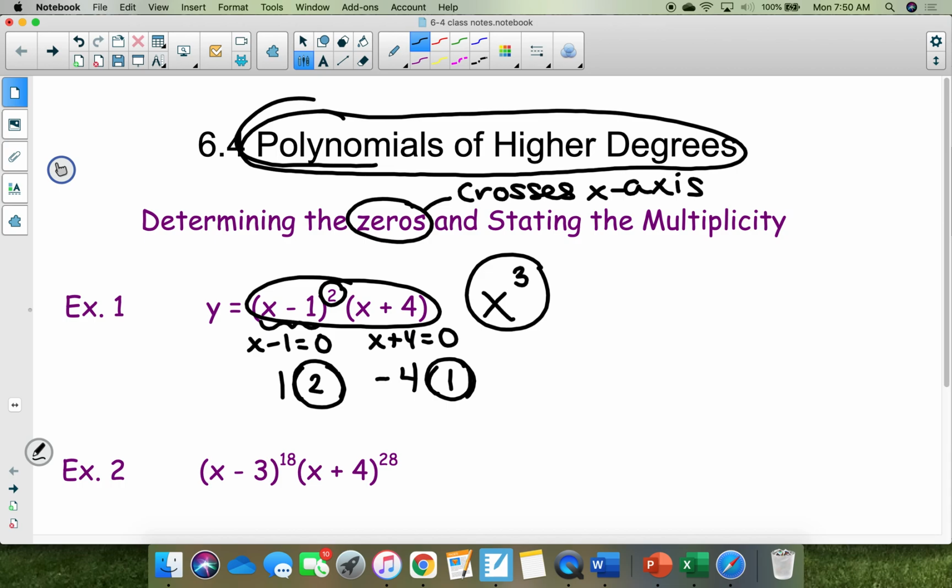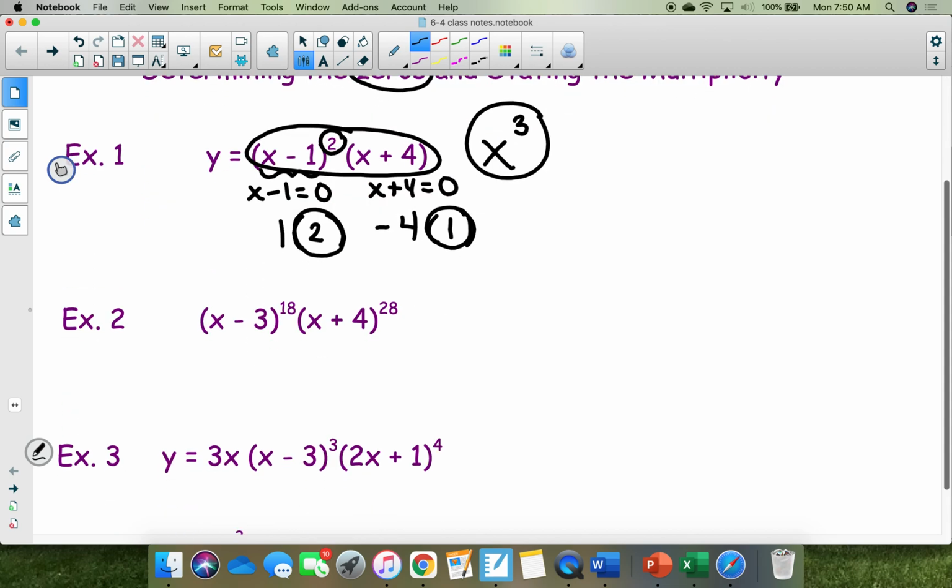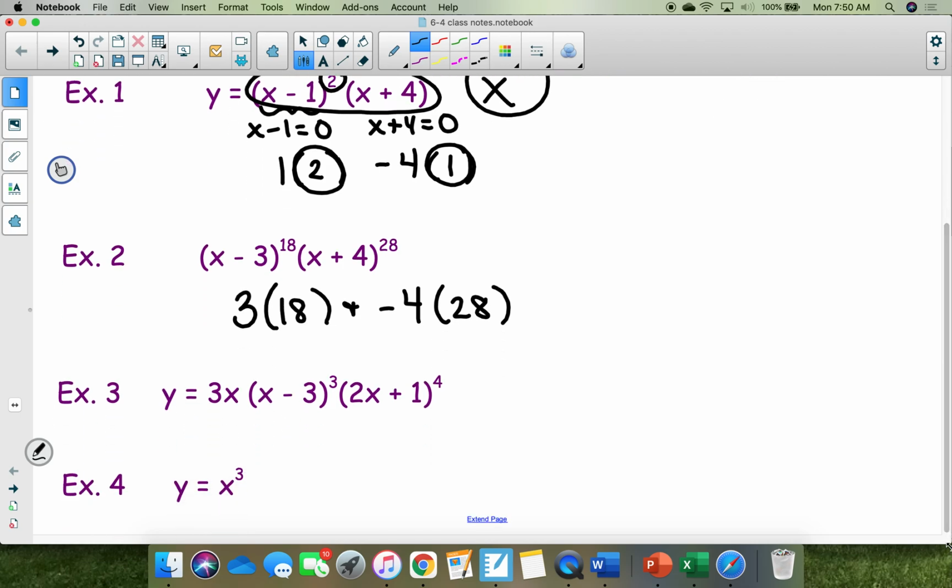Okay, let's do this one. 3 is an answer and -4 is an answer, but there are 18 3's and there are 28 -4's. That's called the multiplicity, which means how many of them.